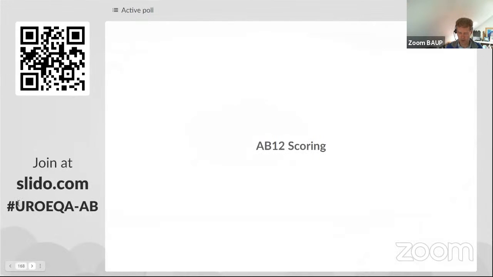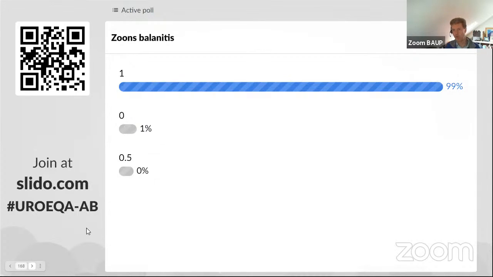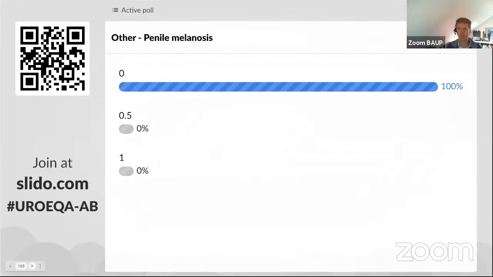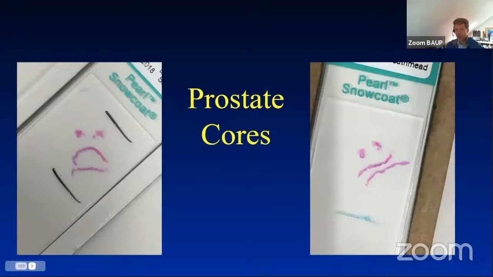And then on to the scoring for this. I think we're over 120. So Zoon's scores 1, BXO 0, penile melanosis 0, granulation tissue 0, granulomatous inflammation 0. At this point, I'm going to hand over to John.